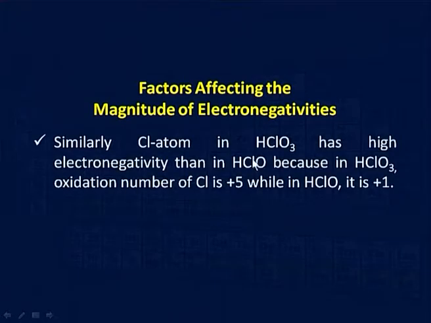Chlorine is present in different molecules in different oxidation states. For example, if chlorine is present in HClO, its oxidation state is +1, and if we take the compound HClO3, then the oxidation state of chlorine is +5. Since the oxidation state of chlorine in HClO3 is +5, this chlorine atom in HClO3 has a higher value of electronegativity than in HClO, where it has an oxidation state of +1.